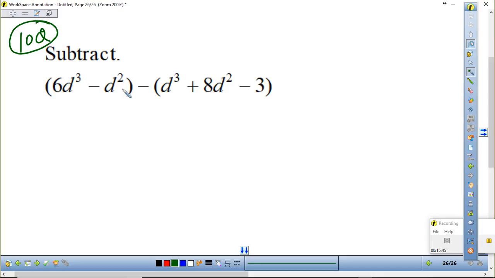Copy this one. Example 10Q. Parentheses 6d cubed minus d squared, close parentheses, minus parentheses d cubed plus 8d squared minus 3. See if you can do that by yourself.